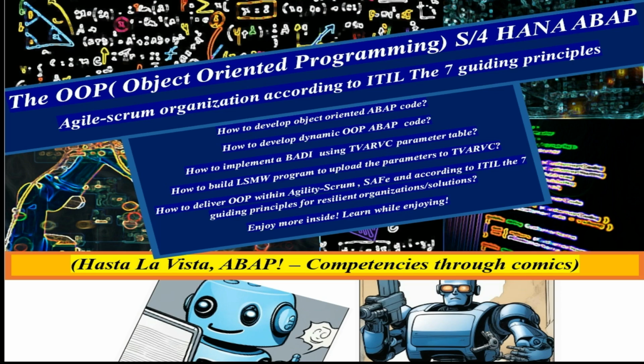During this experience, we are going to gain competencies through comics in object-oriented programming on S/4HANA ABAP within the framework of Scrum-Agile according to ITIL, the 7 guiding principles. We are going to gain competencies in how to develop object-oriented ABAP code and to develop dynamic object-oriented ABAP code.